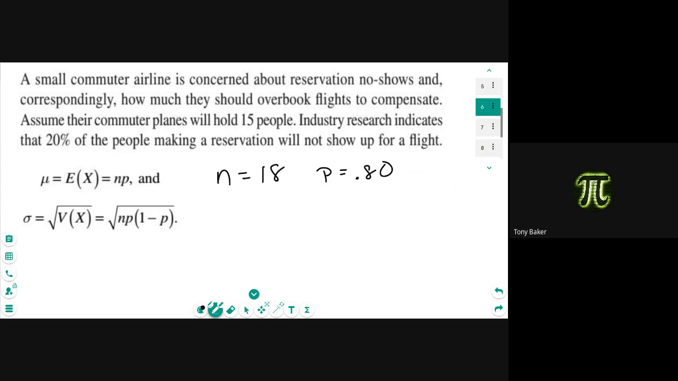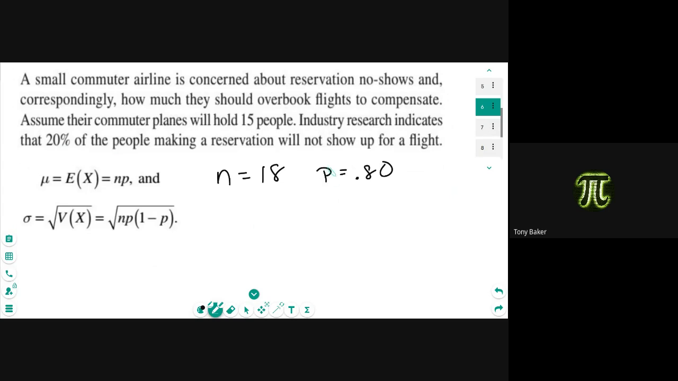So if I sell 18 tickets, I want to know how many people are going to show up to the flight. And remember, my flight only has 15 seats. I'm going to sell 18 tickets because if I remember right, that was the ideal number to sell in this class. I want to know how many people are going to show up. That's the question.